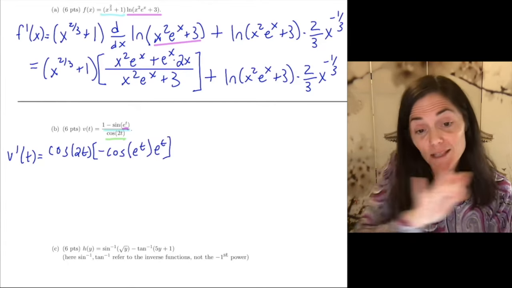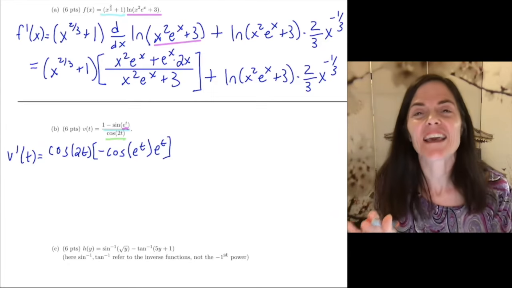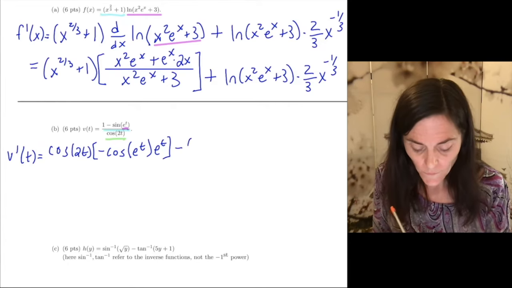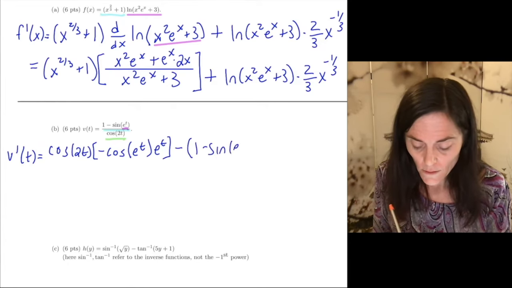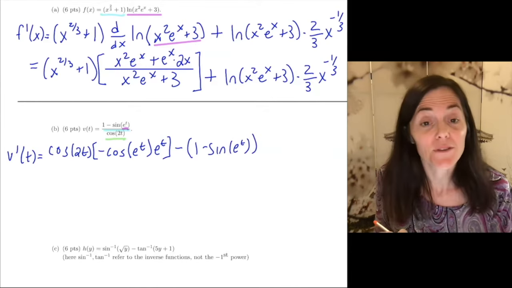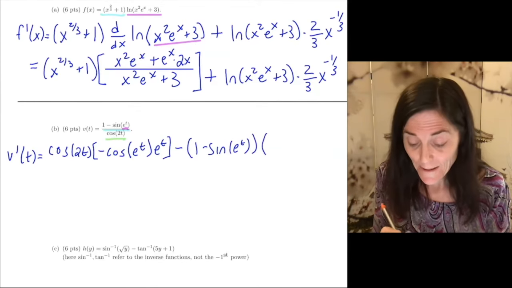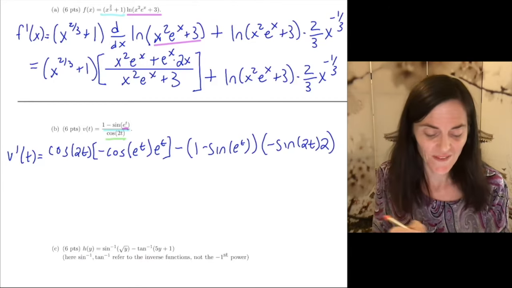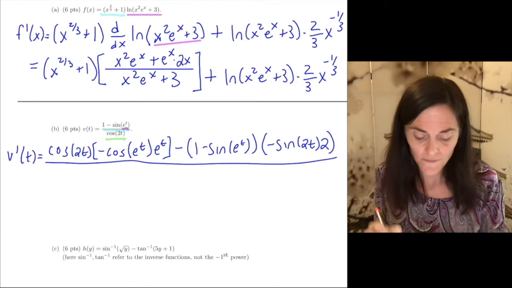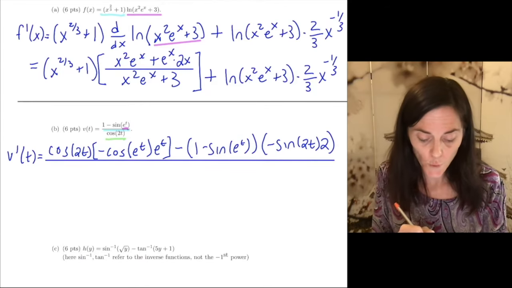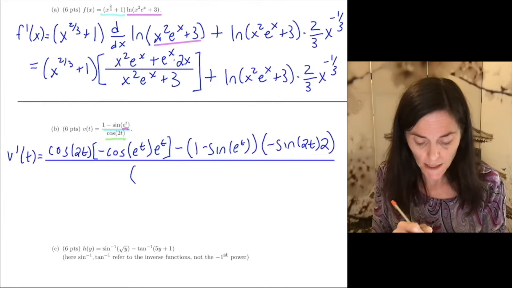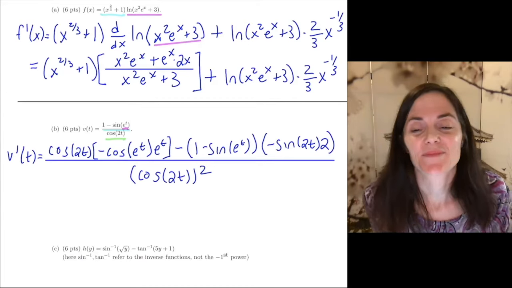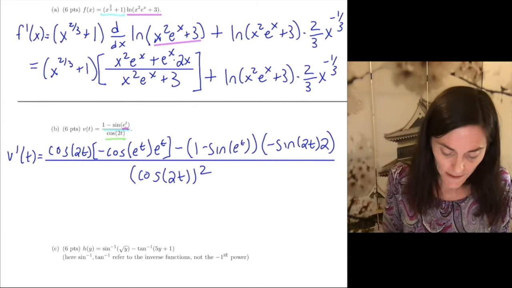So far, this is first, this is denominator, derivative of the numerator, then minus numerator, derivative of the denominator, which is minus sine 2t times 2. And then all over denominator squared. So this is cosine of 2t squared. This is my answer here, final answer.